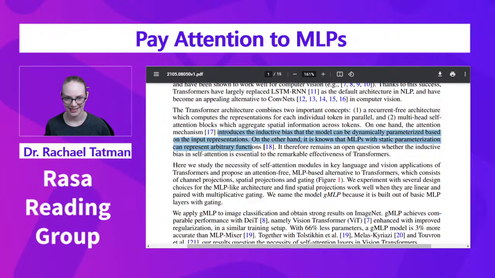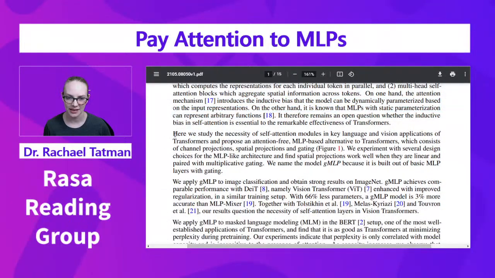Here we study the necessity of self-attention modules in key language and vision applications of transformers and propose an attention-free MLP-based alternative to transformers, which consists of channel projections, spatial projections, and gating. So this is their specific architecture that they are proposing to replace multi-headed attention. So they're not replacing the whole structure, just the attention part.